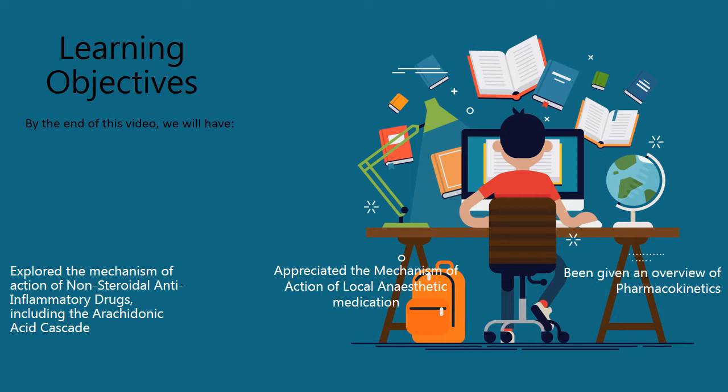We're also going to appreciate the mechanism of action of local anaesthetic medication, which means that we're going to be looking at how local anaesthetics affect the transmission of neurological impulses from nociceptors to the spinal column. And we're also going to look at some pharmacokinetics, which means how the body acts on a drug. So how is it absorbed, how is it broken down and excreted, and we'll look at the key components of pharmacokinetics.